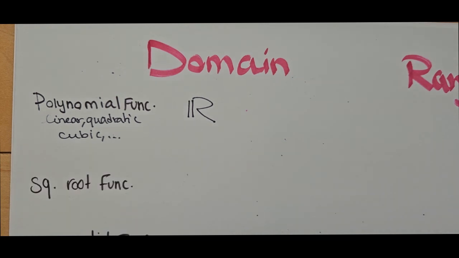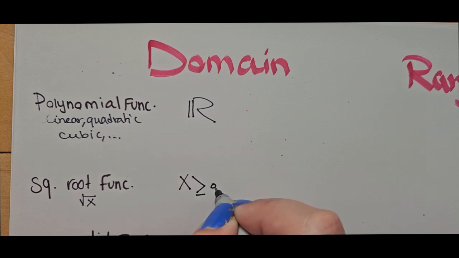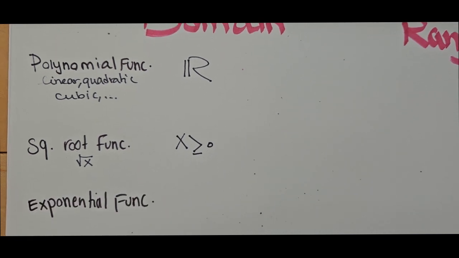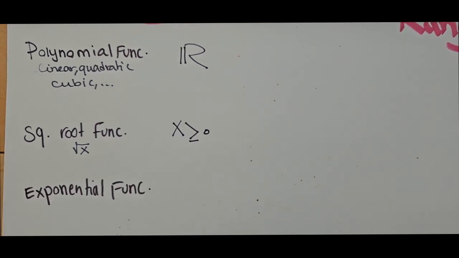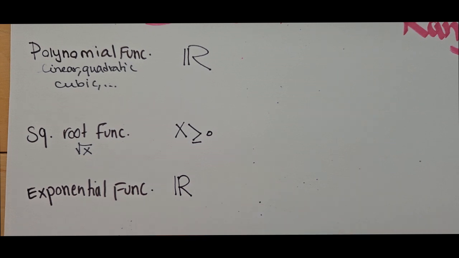The next one is a square root function, just to give you an example, like this one. So remember guys, we said that it should never be negative. So all the values which make the expression greater or equal to 0. Now, talking about the next type of function you will get, the exponential function, the domain is also all real numbers.